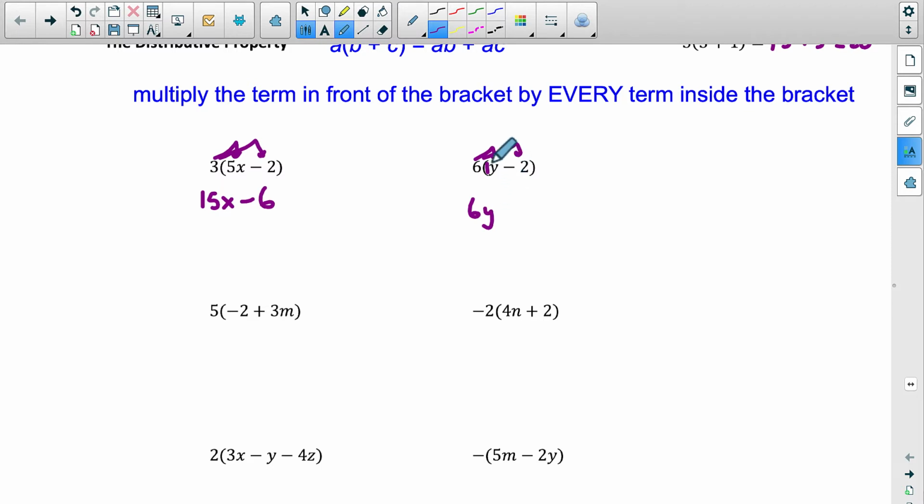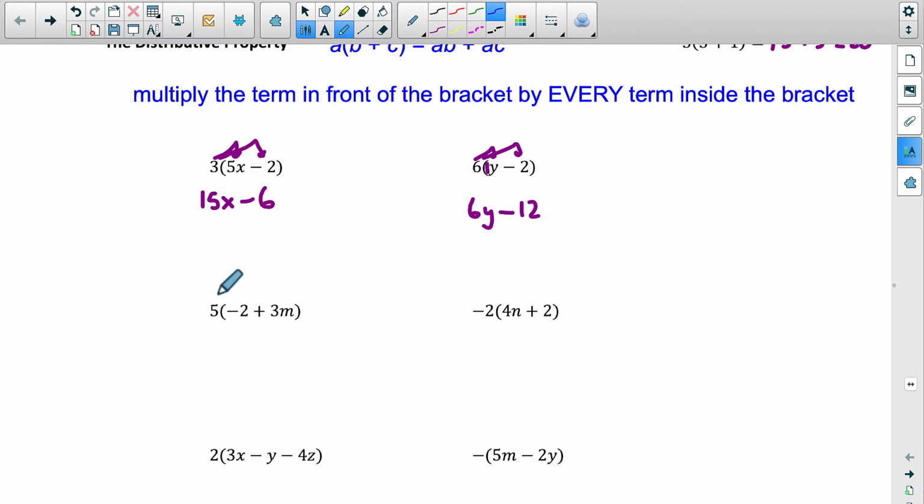Notice I haven't put the sign down yet. 6 times negative 2 is negative 12. So because it's negative 12, I put minus 12. Right? The negatives, the minuses, it goes back and forth. Sometimes gives people trouble. And then after you've done it for a little while, it just becomes second nature.